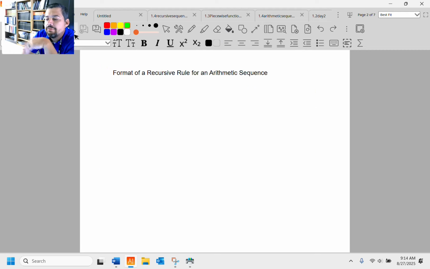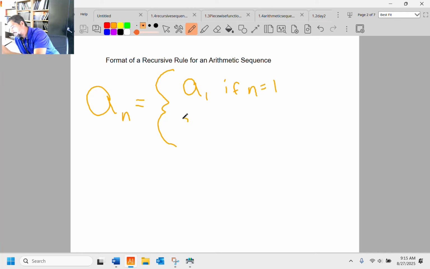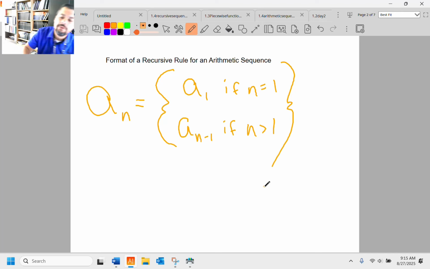All right, format of the recursive rule for an arithmetic sequence. It's going to look kind of funny. I teach these as what we call piecewise functions. We have a giant a of n, a big old curly brace, and the first term, which is called a of 1, if n is 1. And then this funny looking a of n minus 1 thing, if n is bigger than 1.